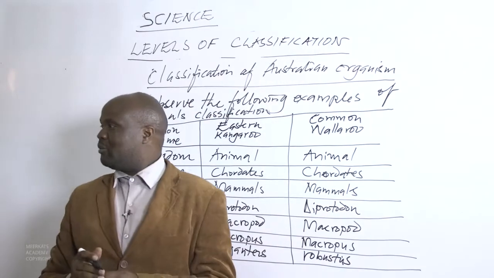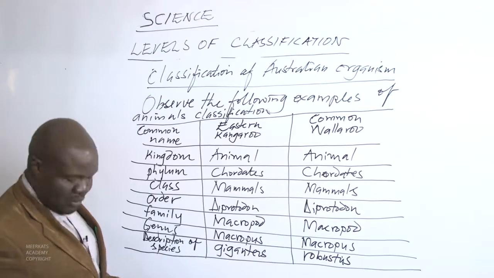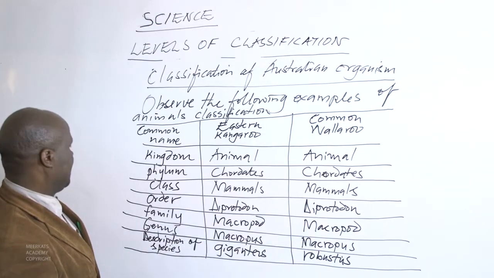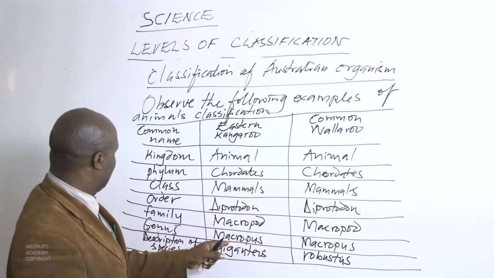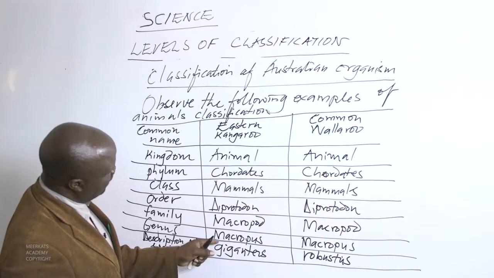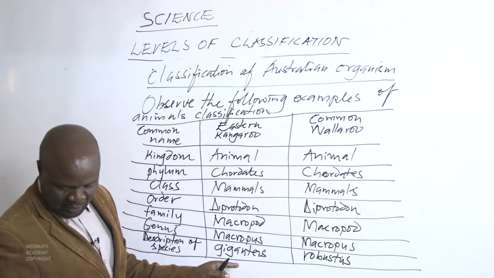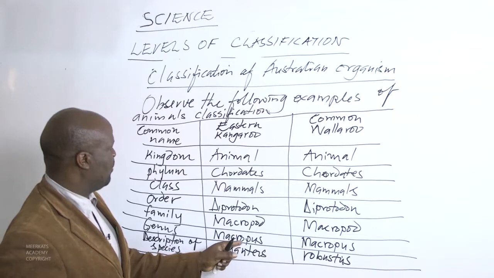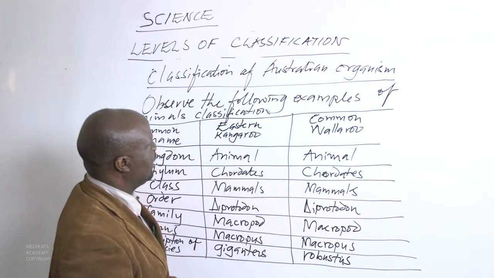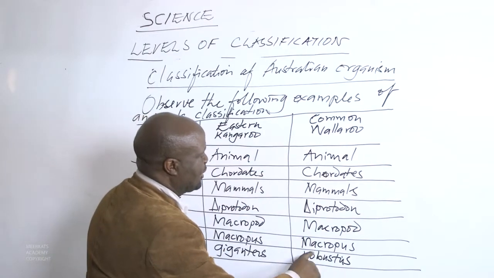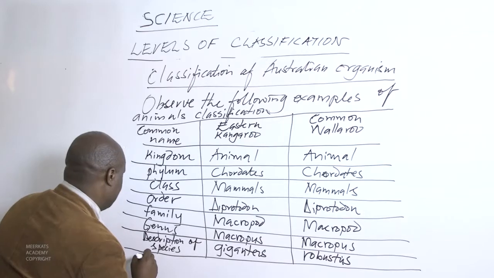Now, what becomes relevant here is, what about the scientific name? To get the scientific name, we pick the generic name and we add the species name. For instance, the scientific name for the eastern kangaroo will be Macropus giganteus, and the scientific name for the common wallaroo will be Macropus robustus. I can write those names below.